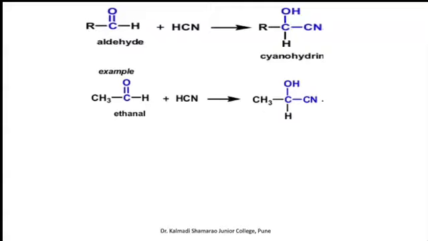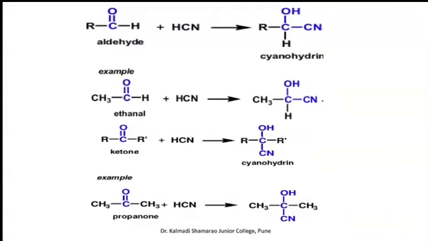Let's see the reaction of ketone with HCN. RC=OR' plus HCN gives ketone cyanohydrin. For example, CH3C=OCH3 plus HCN gives 2-hydroxy-2-methylpropane nitrile.